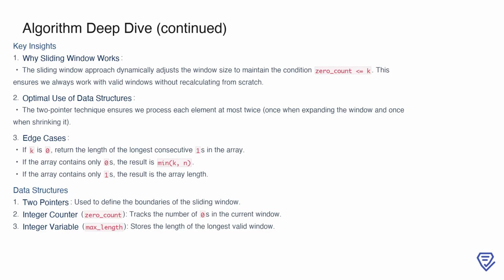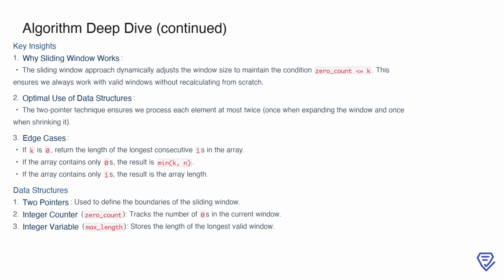The two-pointer approach ensures that every element is processed at most twice, once when expanding the window and once when shrinking it. When considering edge cases, the algorithm handles them efficiently. If k is 0, the result is simply the length of the longest consecutive sequence of 1s in the array. If the array contains only 0s, the result will be the smaller of k and the array's length. Finally, if the array contains only 1s, the result is the entire array's length since no flips are needed.